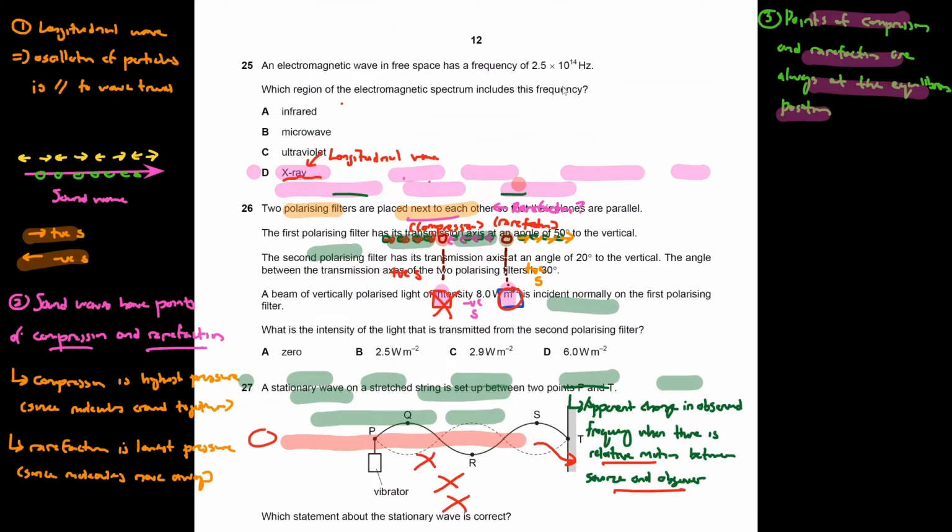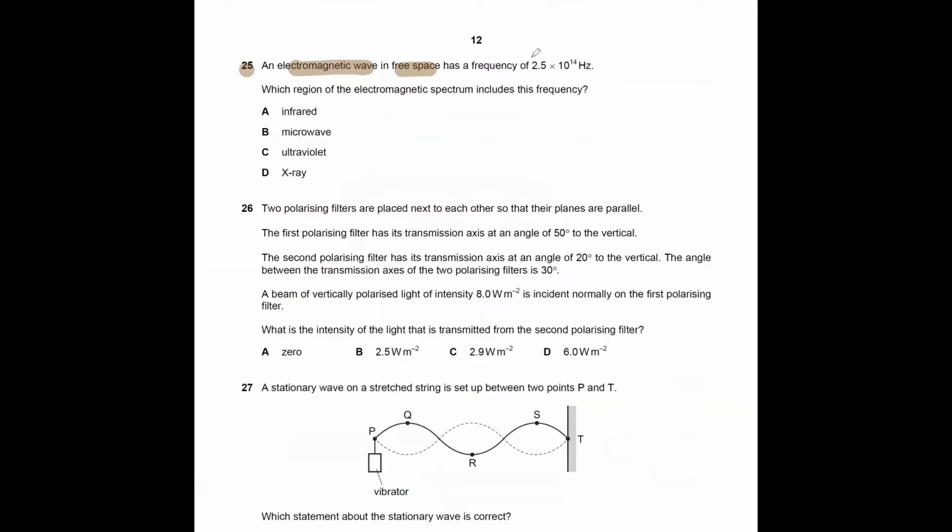In question 25, they mention that an electromagnetic wave in free space has a frequency of 2.5 times 10 power 14 Hertz. Which region of the EM spectrum includes this frequency? So this is an EM wave in free space. From here, you can say that your v is going to be 3 times 10 power 8. Electromagnetic waves move with a speed of 3 times 10 power 8 meters per second in vacuum. Free space is vacuum right over here. So you want to find out the region of the spectrum to which this frequency belongs.